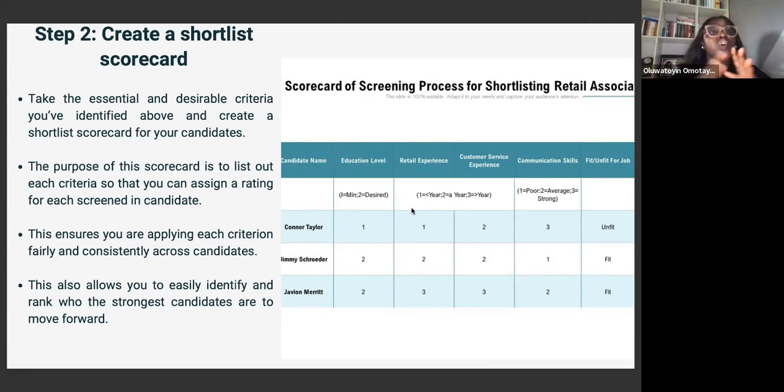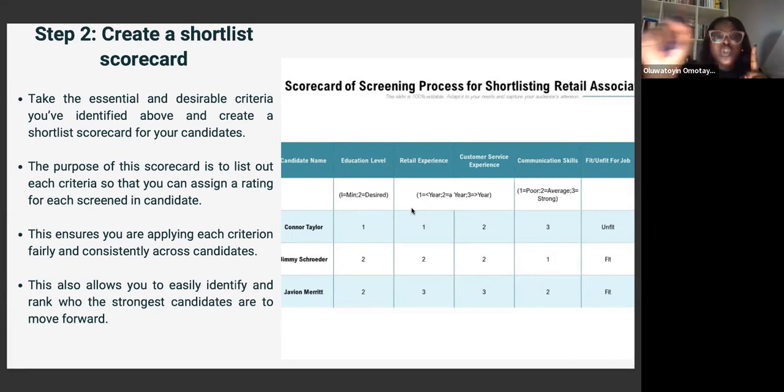Now, when you're trying to create a shortlist card, you need to sum all the criteria that you are looking for. The person with the highest is who gets the job. So even though he scored highest in communication skill, he scored the lowest in retail experience and educational level. And what that simply means is that he's going to have scored lesser than every other candidate. Now, this allows you to easily identify those who rank the strongest and are able to move forward.